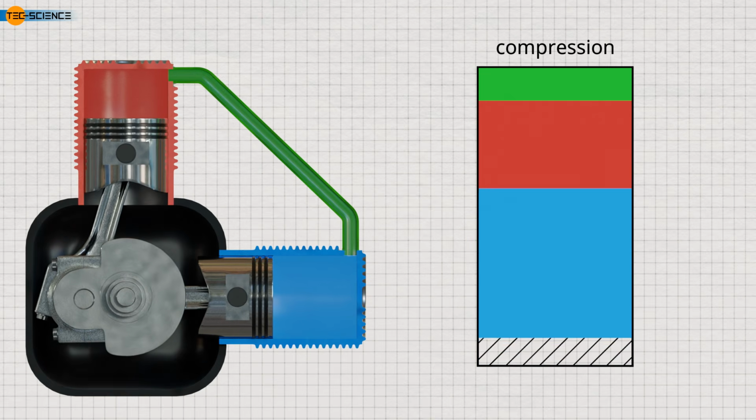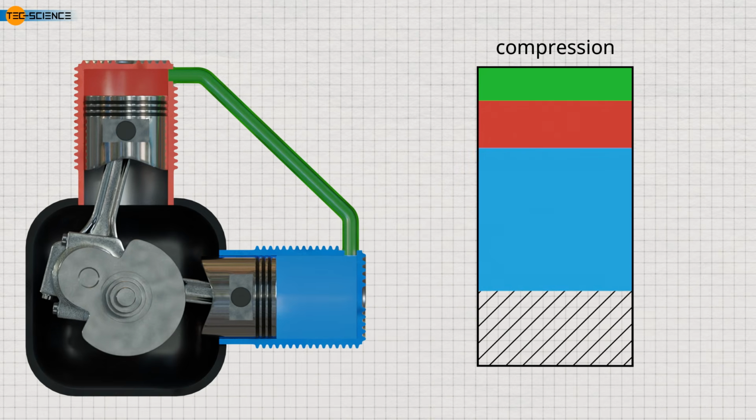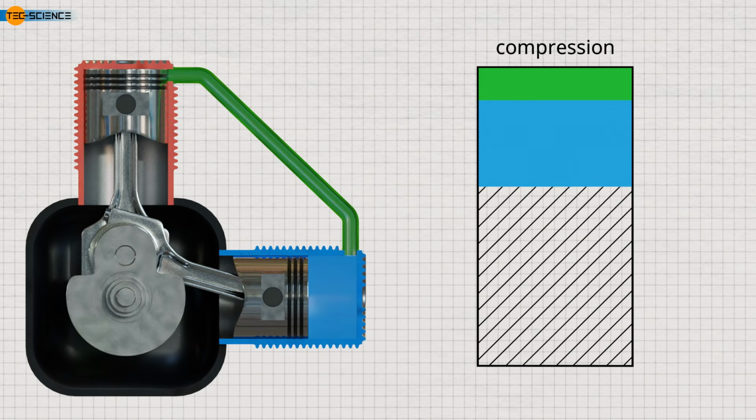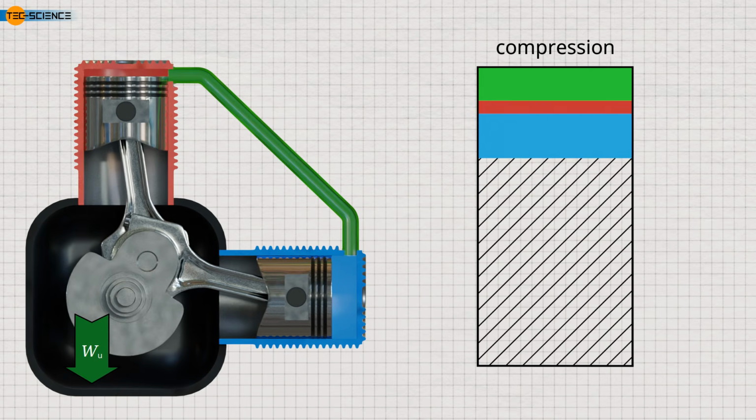The offset and permanently heated or cooled cylinders ensure that the work done by expansion is greater than the work done by compression. This means that useful work can be effectively gained from the process.